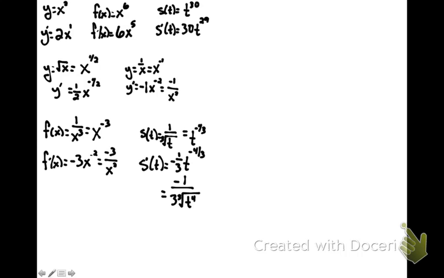Last one, y equals 1 over x to the 3/4. I just need to recognize that that's the same thing as x to the negative 3/4. So by the power rule, y prime equals, bring the exponent out front, negative 3/4 times x, subtract the exponent by 1, negative 3/4 minus 1 is negative 7/4. And I found all of these derivatives by using the power rule.